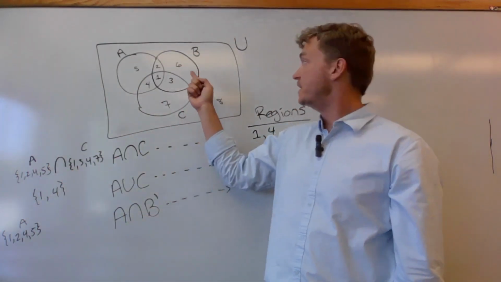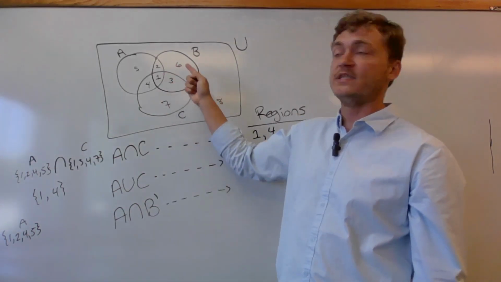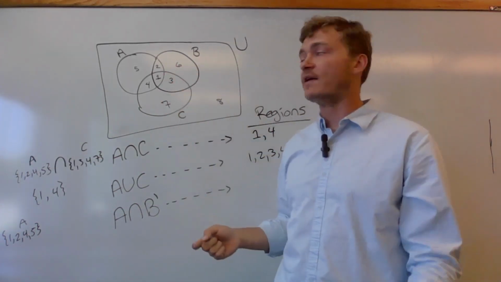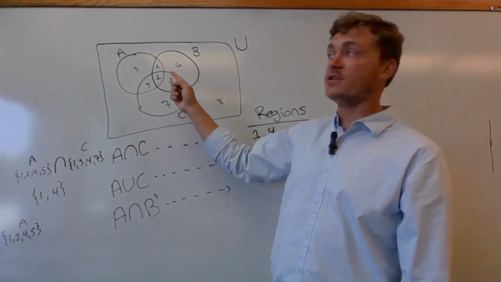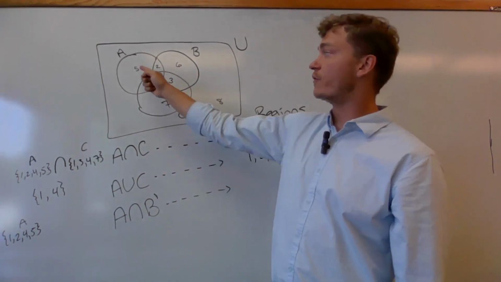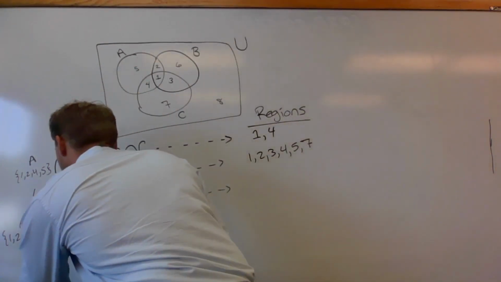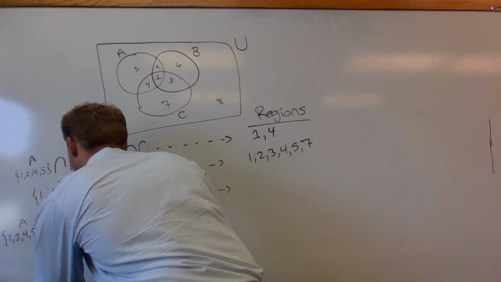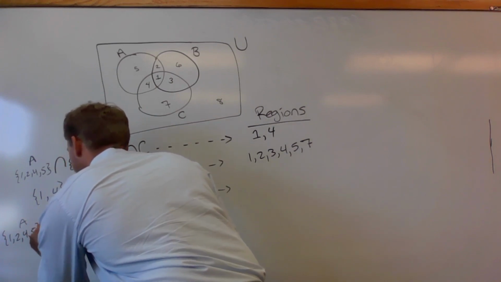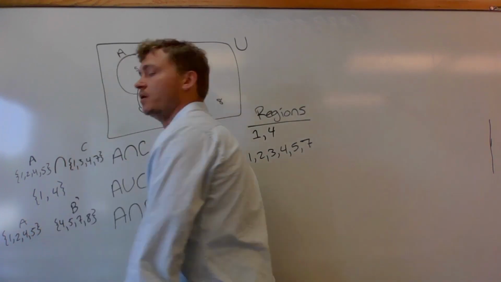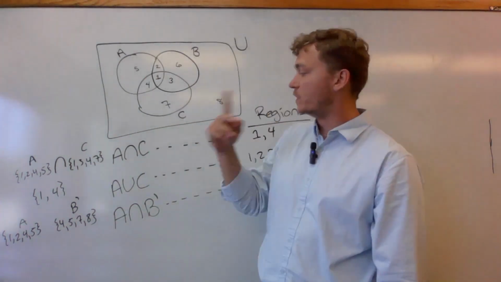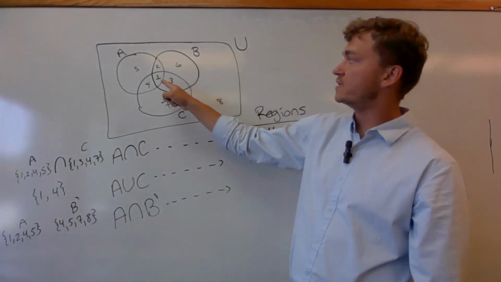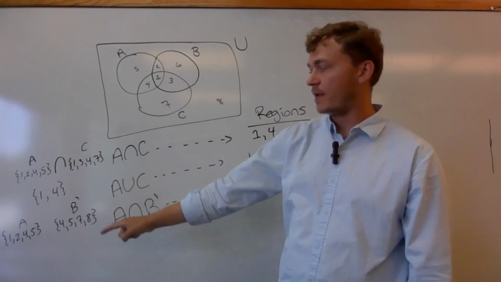Well, think about what B is. B is 1, 2, 3, and 6. So the complement of that is everything else. Not 1, not 2, not 3, not 6, but rather 4, 5, 7, and 8. Right, these are the regions for B complement. Because what's in B? 2 and 6, 1 and 3, not down here.